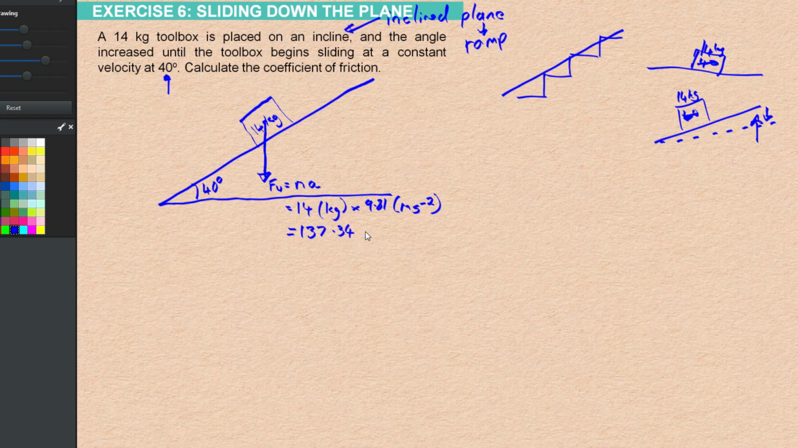We get 14 times 9.81, which is 137.34 kilogram meters per second squared, which is 137.34 newtons.